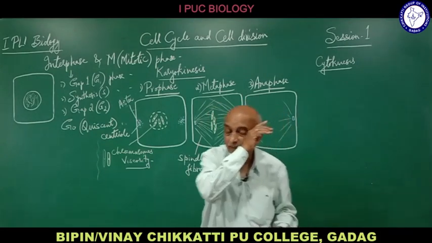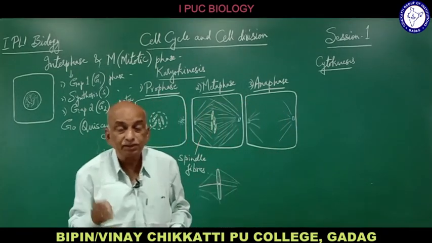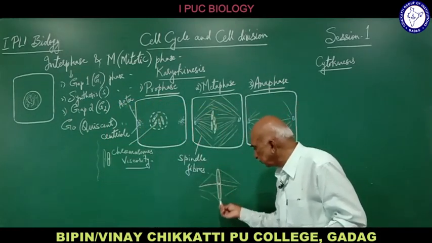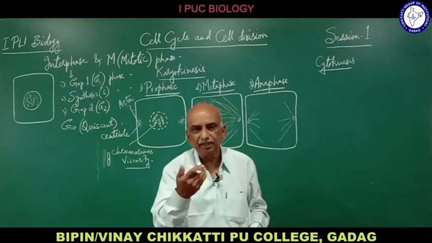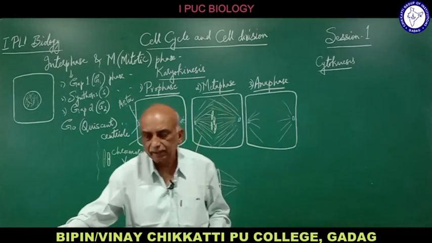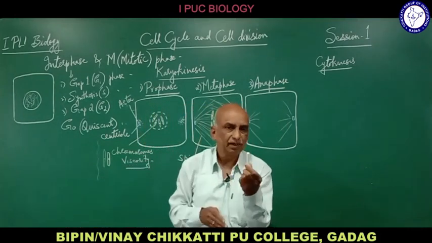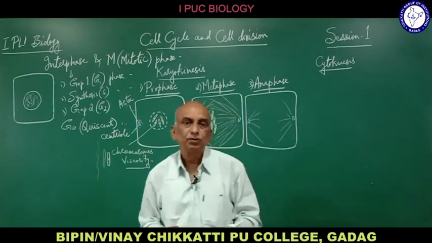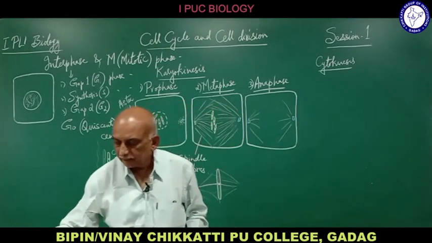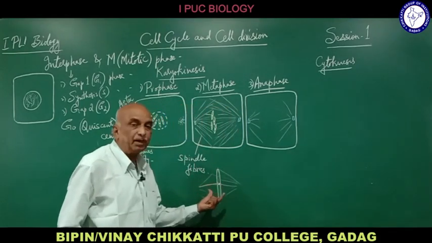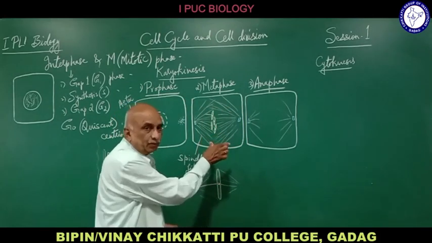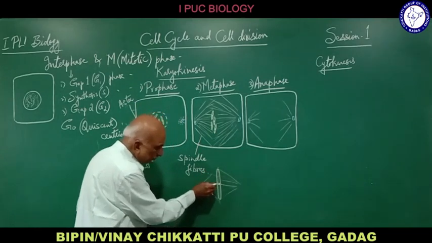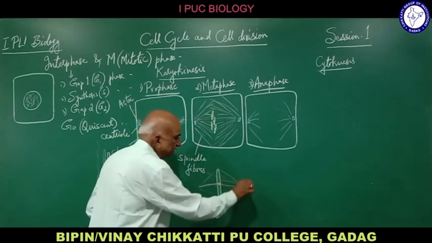And later, the chromosome gets split longitudinally, lengthwise, and divides into two parts. Just like splitting a stick into two halves longitudinally, the chromosomes become double in number. So each chromosome divides into two, and there will be 8 chromosomes. This half is pulled by this fiber, and this half is pulled by that fiber.